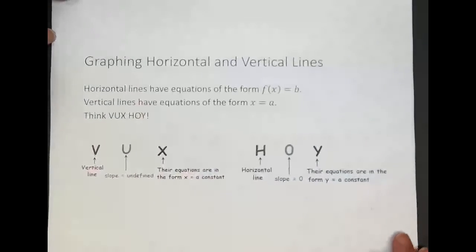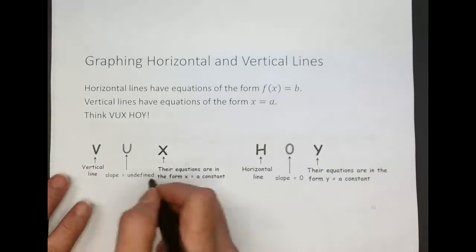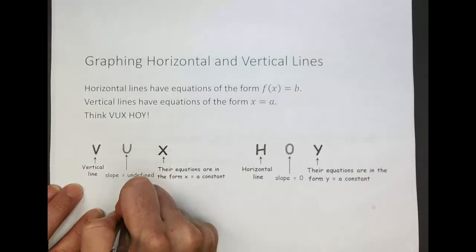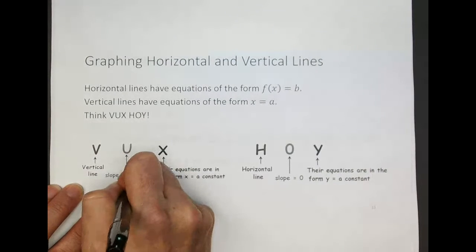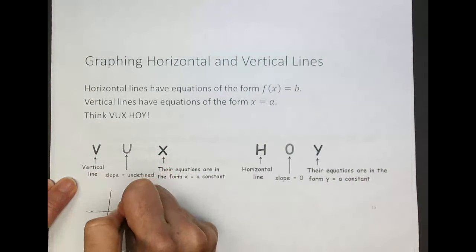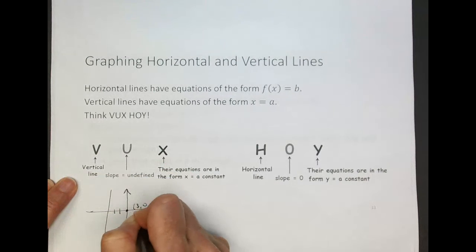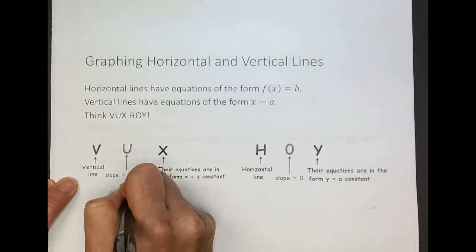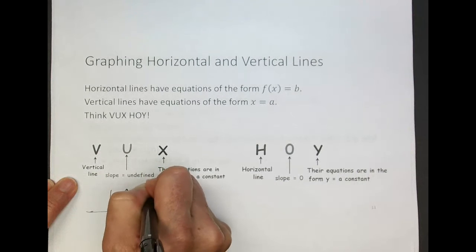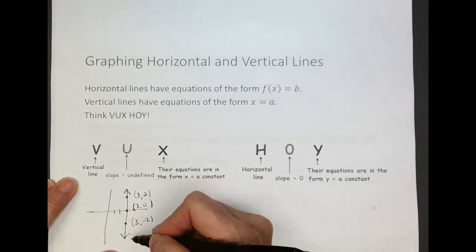Okay, let's talk about that slope for a minute. A vertical line has an undefined slope. Why would that be? Well, let's take a look at this particular vertical line that I just drew. We'll say the coordinates of this point are 3, 0. The coordinates of this point we'll say are 3, negative 2. And then we'll also put maybe 3, 2 on there. Just the coordinates of 3 points that are on this vertical line.